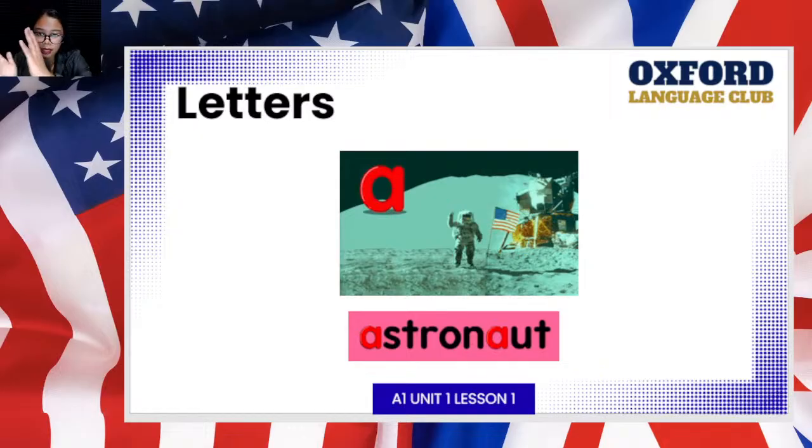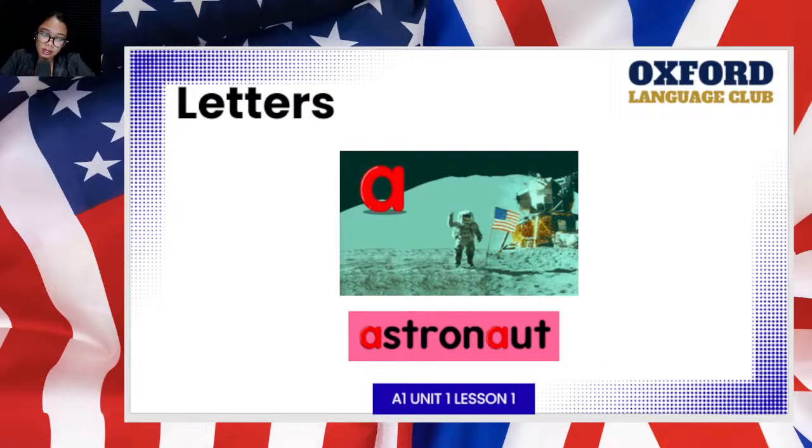Clap with me. Astronaut. One more time. Astronaut. Each clap represents each part, or each syllable. Say it again, the word astronaut. Do you know what an astronaut does? As you can see in the picture, they go to space. They wear a big suit and fly in rockets.